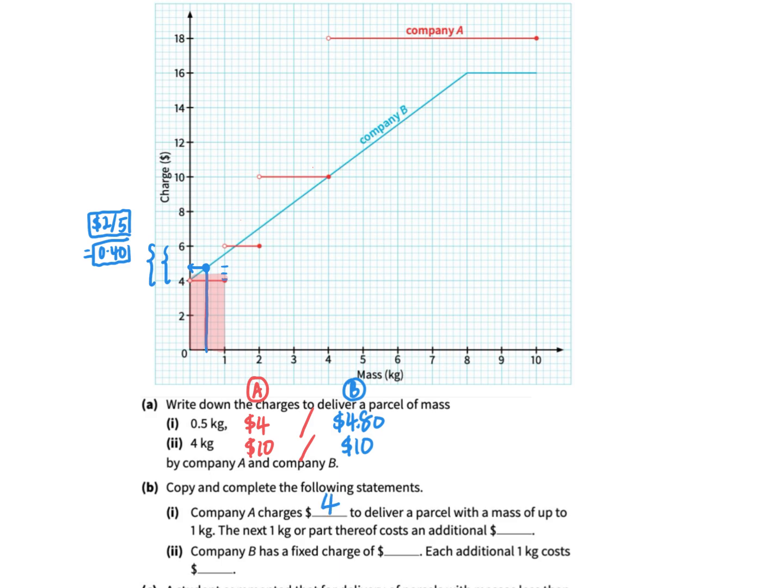Then they say for the next kg, for that next kg or part thereof, that means if it's not the full kg, it is part of that one additional kg, let's say 0.2, 0.4, 0.6, 0.8. Anything that is part of that additional 1 kg, they will still charge you the additional how many dollars? $2. So this is the additional part.